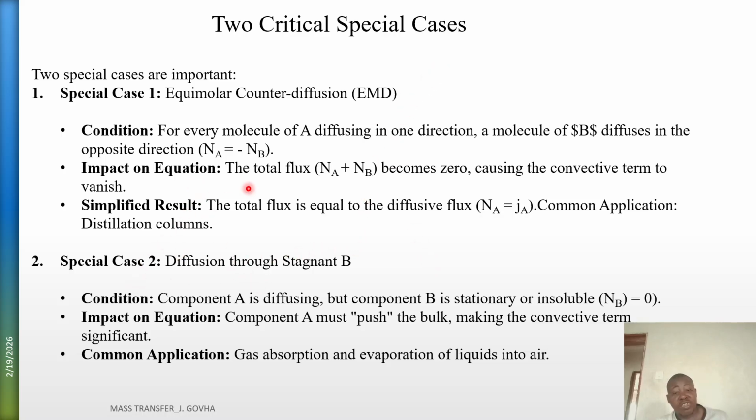So component A is diffusing, but component B is stationary. Then that means N_B is equal to 0, and the impact on the equation is that component A must push the bulk, making the convective term significant. Common applications are gas absorption and evaporation of liquids.